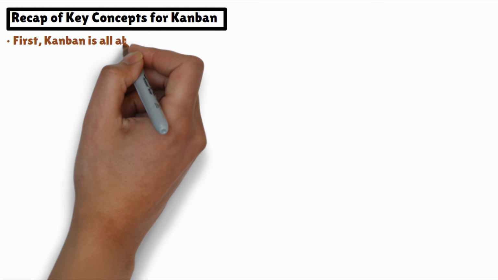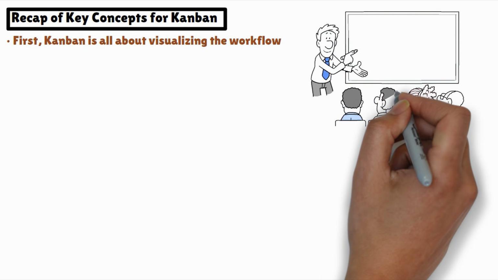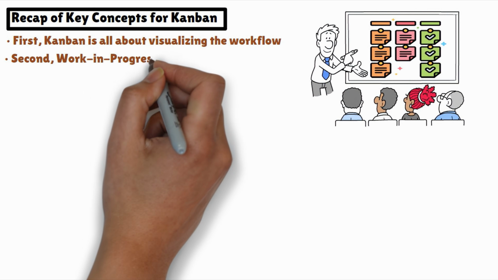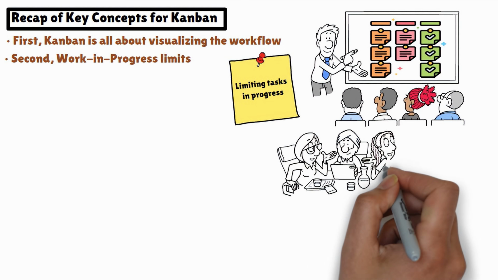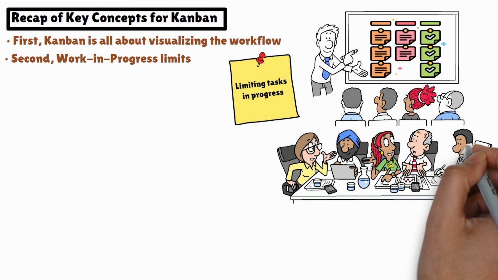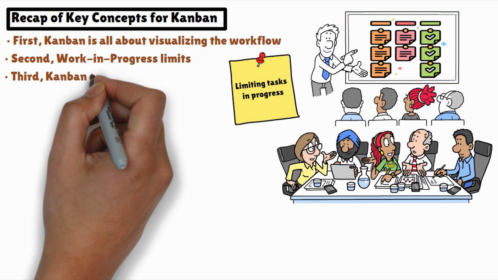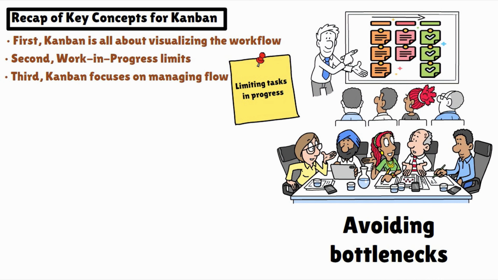Let's do a quick recap to sum up the essentials of Kanban. First, Kanban is all about visualizing the workflow. Think of it as setting up a visual map of your tasks so everyone knows where things stand at any time. Second, work-in-progress limits are the secret to keeping things under control. By limiting tasks in progress, your team can focus on completing work instead of juggling too many things at once. Third, Kanban focuses on managing flow. It's about keeping work moving through each stage and avoiding bottlenecks.